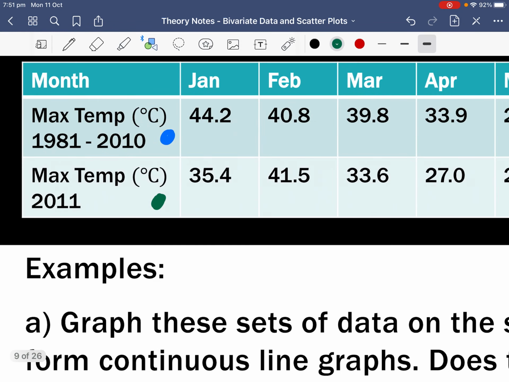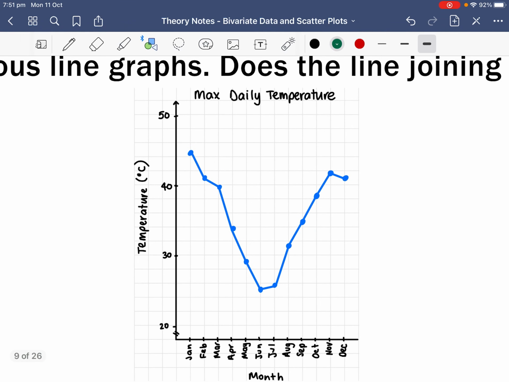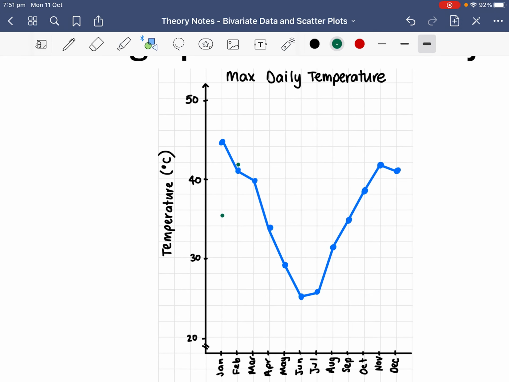green. So in January in 2011, it's 35.4. So 35.4. Then in February, we have 41.5. Oops, which is about there. Hang on. I just need to zoom in. There we go. Then in March is 33.6.